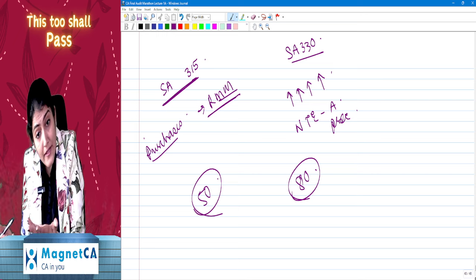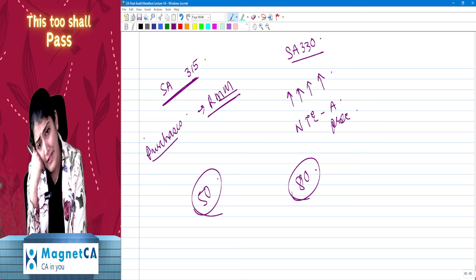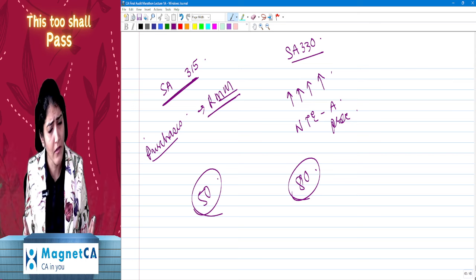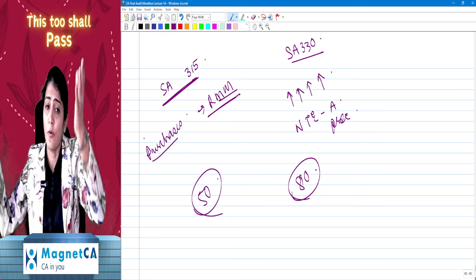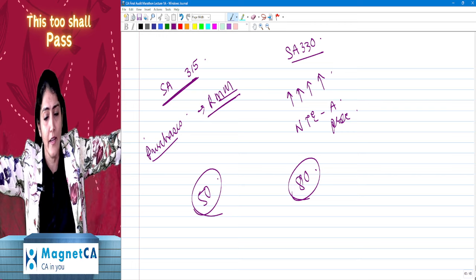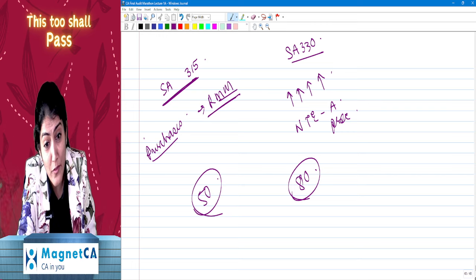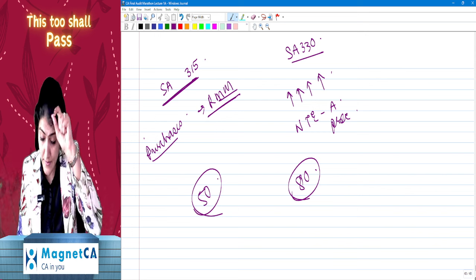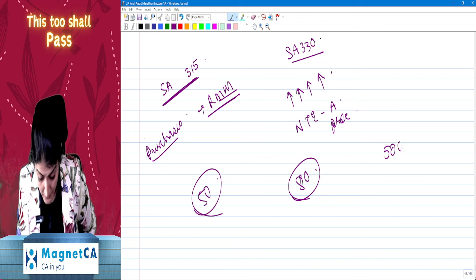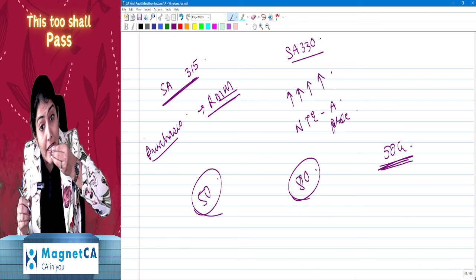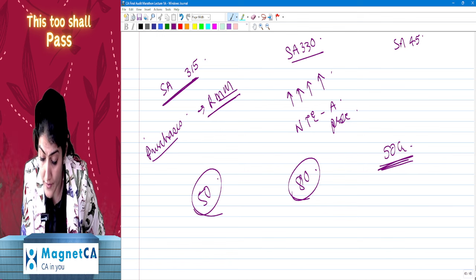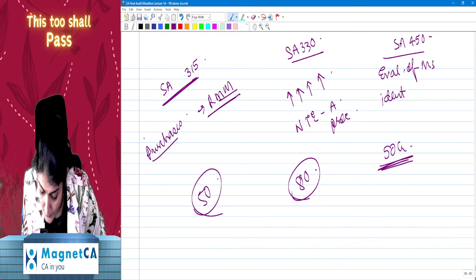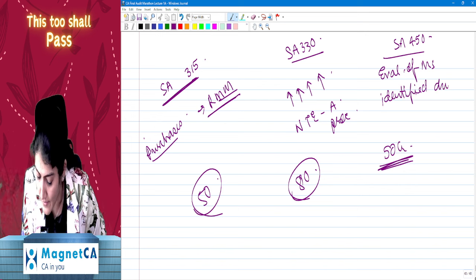Now, ultimately, what can happen? Two things. One: no problem. I checked so many purchases, nothing found. If you found nothing, go to SA 700, unmodified opinion, happy life. Two: you say, see, I was telling you there was some problem. We found that purchases are under-recorded by 50 crore. Now you have identified a misstatement in the audit. What to do about misstatements identified during the audit is what we discuss in SA 450.